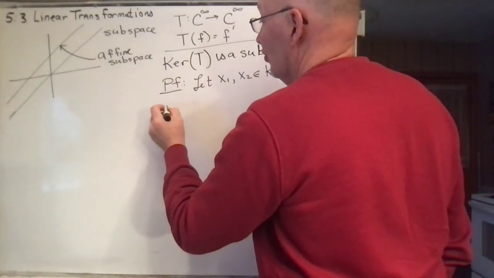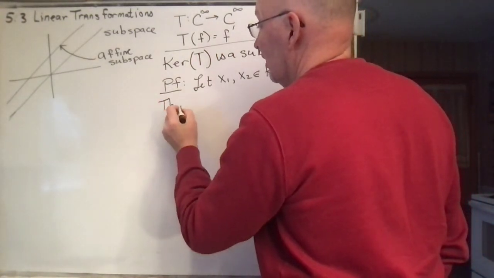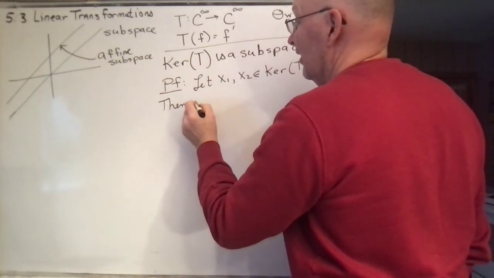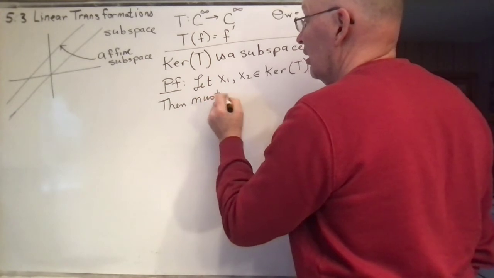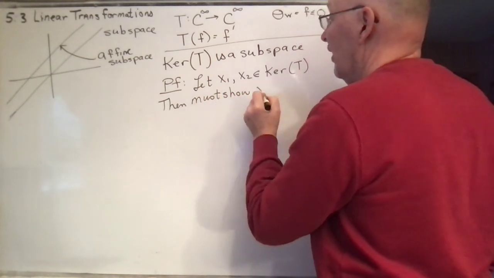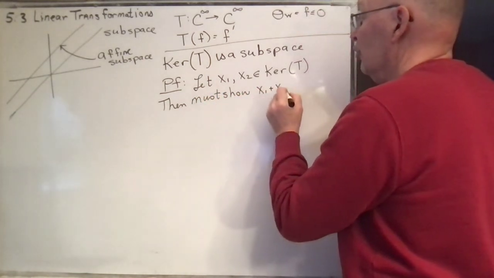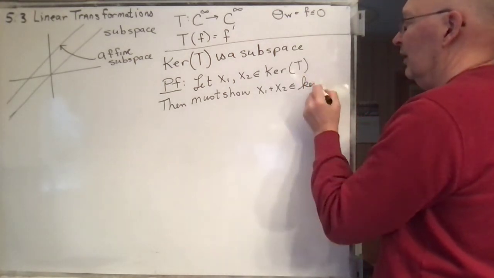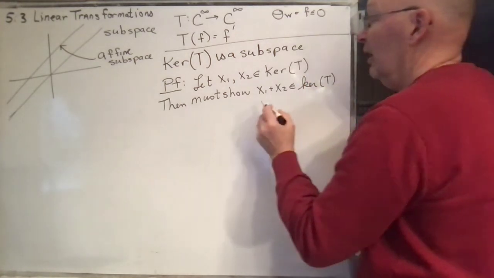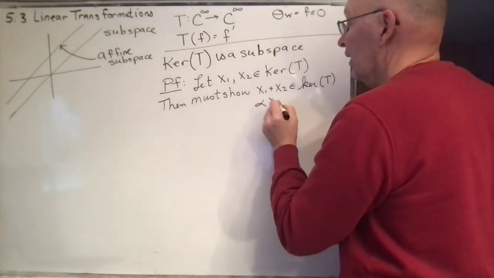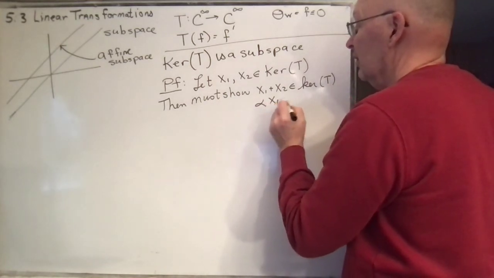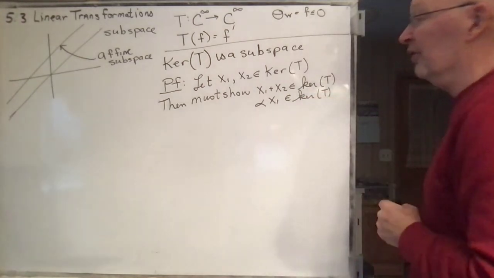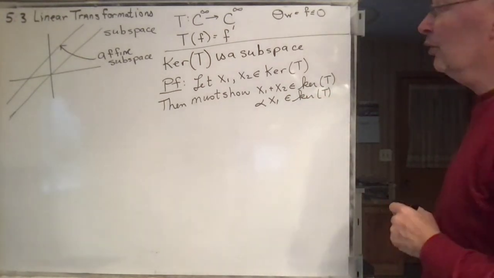Okay, so we want to show, then, here we go, then let's say we must show that x1 plus x2 is in the kernel of T. I guess I'm going to write it like that as well. And also show that alpha x1 is in the kernel of T. We have to show both of those things. Okay, let's do them both.